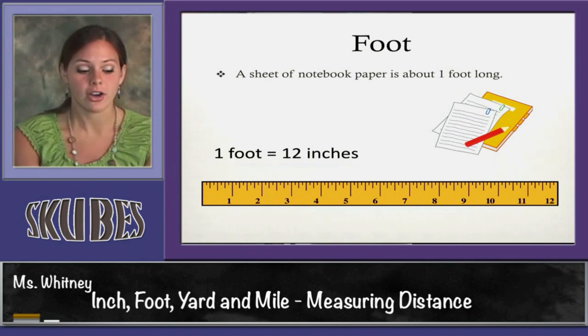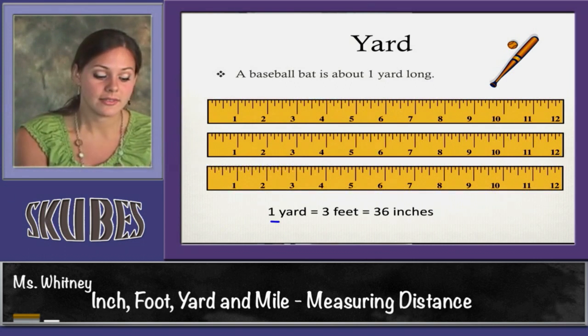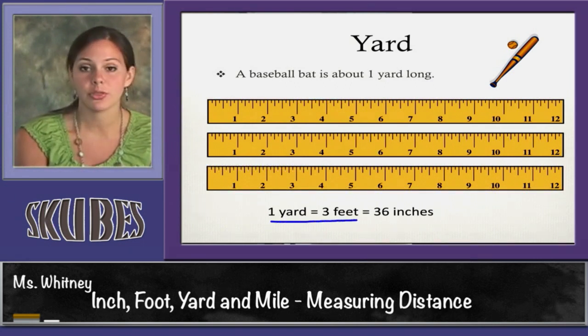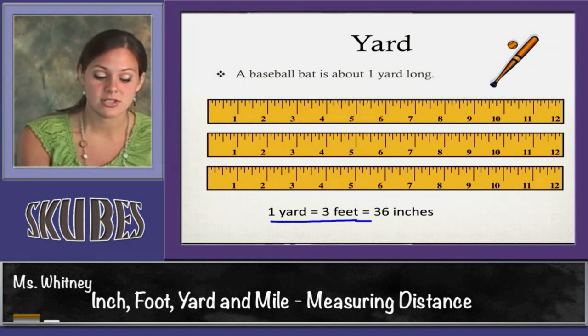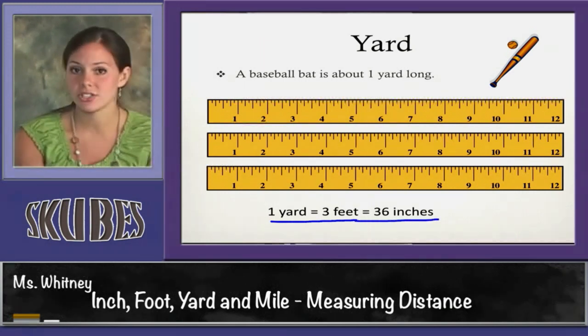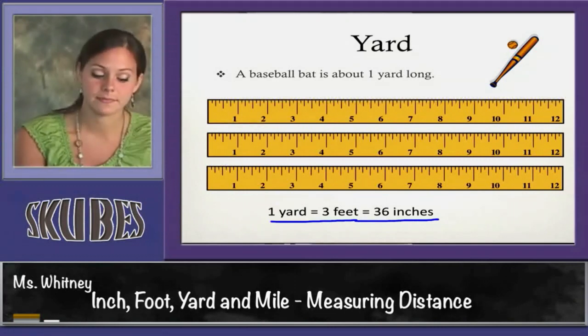Now let's look at a yard. A baseball bat is about 1 yard long. 1 yard is the same as 3 feet or 3 rulers put together, which is also 36 inches. We use a yardstick to measure yards.